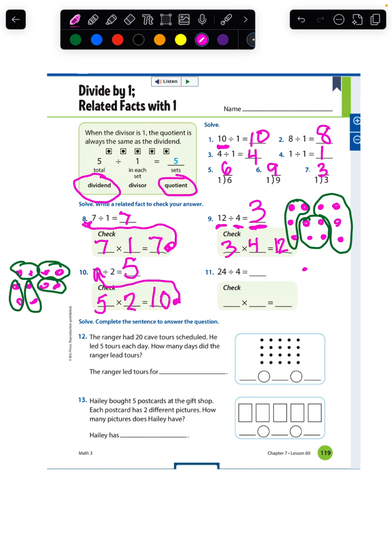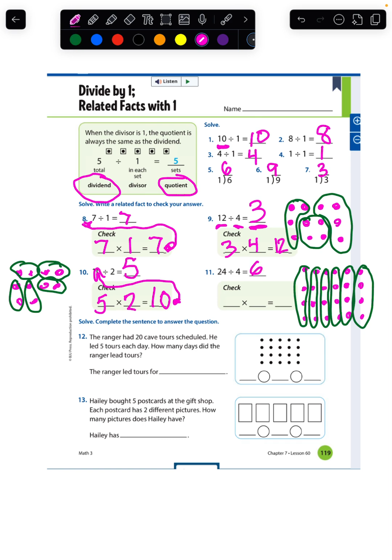So let's go. 1, 2, 3, 4, 5, 6, 7, 8, 9, 10, 11, 12, 13, 14, 15, 16, 17, 18, 19, 20, 21, 22, 23, 24. And I want to put them in groups with 4 in each group. 1, 2, 3, 4. 1, 2, 3, 4. And I have 1, 2, 3, 4, 5, 6 groups.